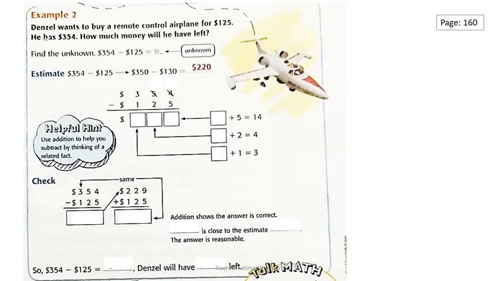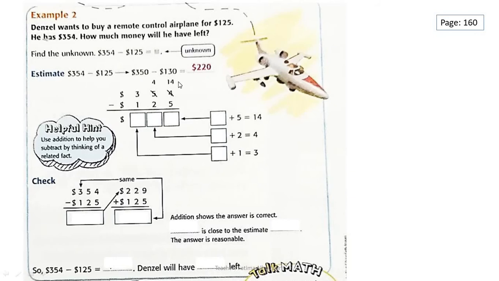Because 4 is less than 5, we have to regroup. So we have to regroup this 10. 1 ten is 10 ones. So we will cross this 5 and it's going to be 4. This 4 is going to be 14.